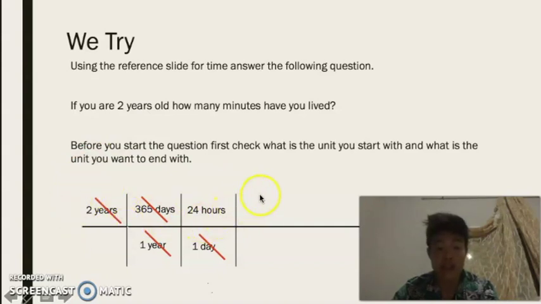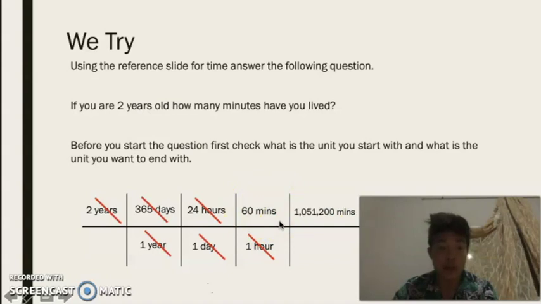Now we can finally use the conversion factor that will get us to our desired unit. We know there are 60 minutes in 1 hour, so we can cancel out the hours unit, and now we have 60 minutes. So all the units from this year unit was canceled out, the days unit was canceled out, the hours units were canceled out, and we are only remaining with minutes, which is our desired unit.